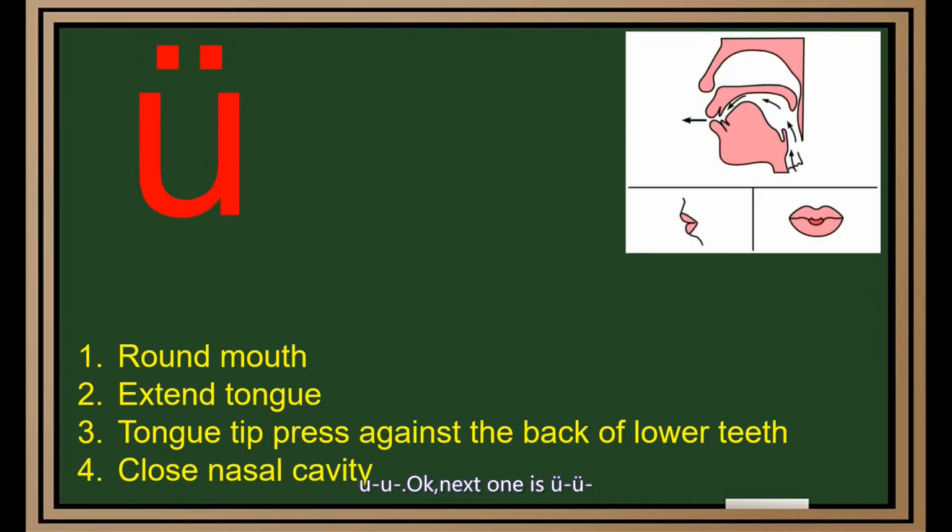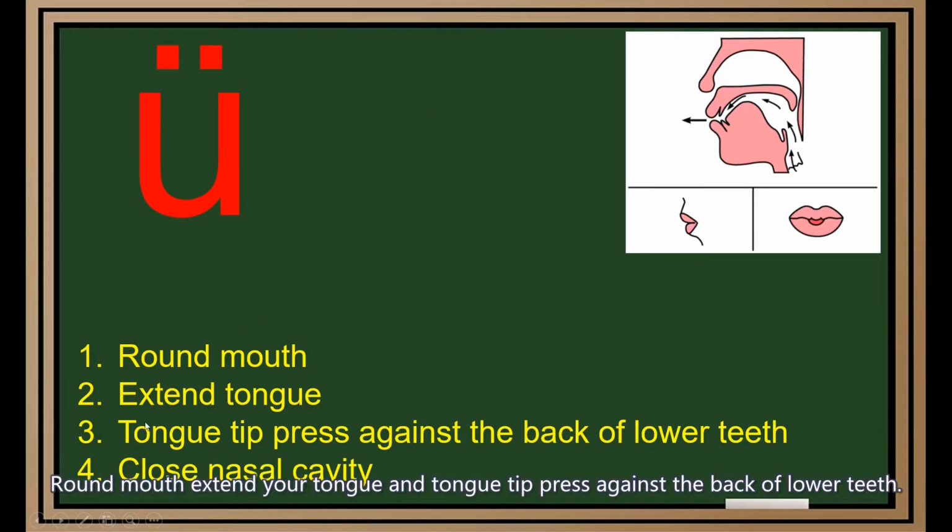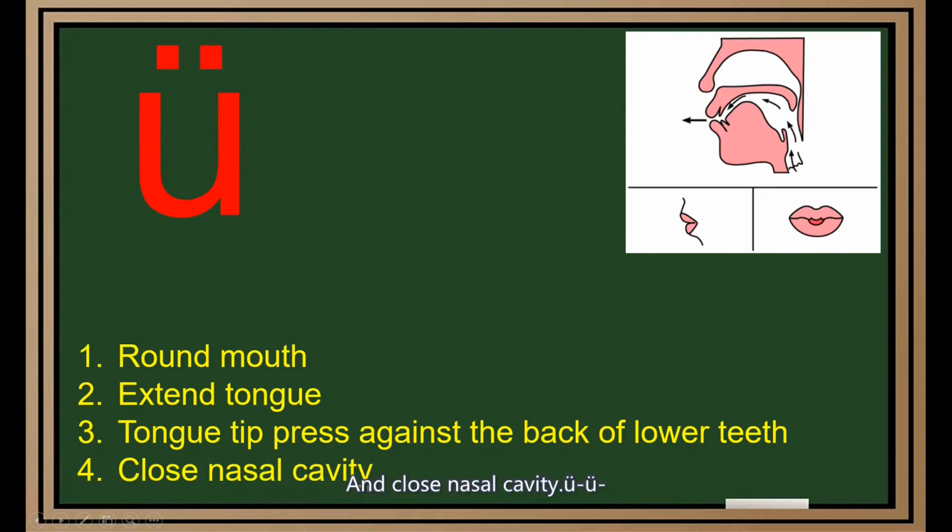Okay, next one is Ü. It's almost the same as the U. Round mouth, but extend your tongue. And the tongue tip presses against the back of the lower teeth and close the nasal cavity. Ü.